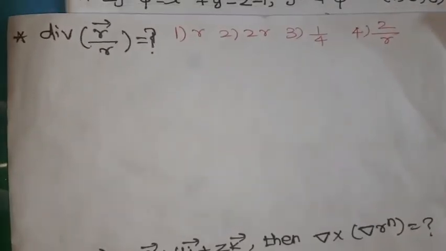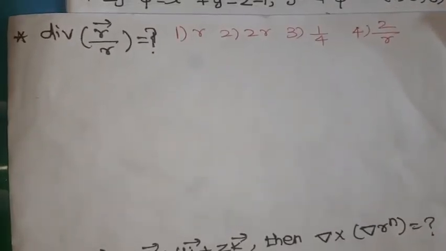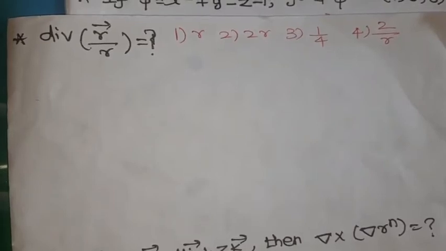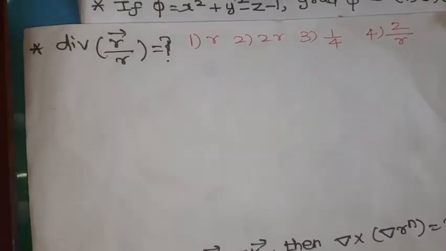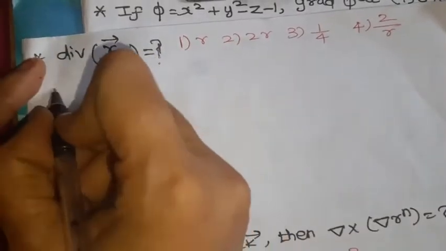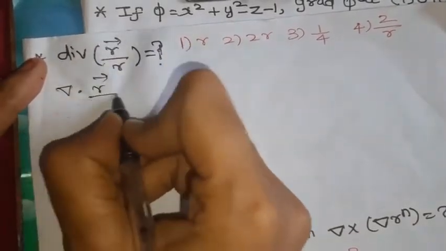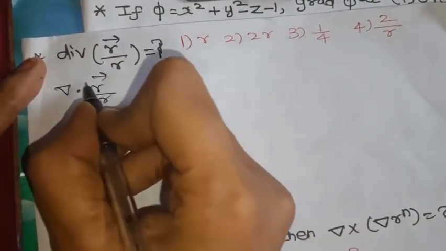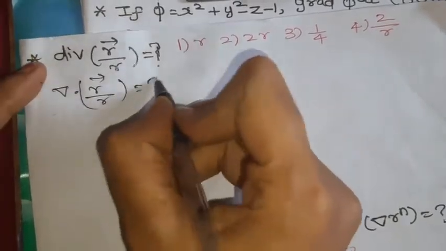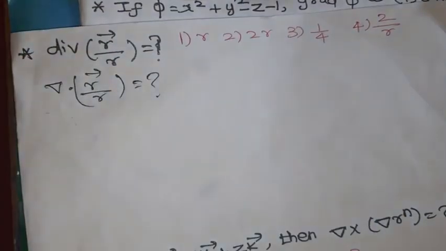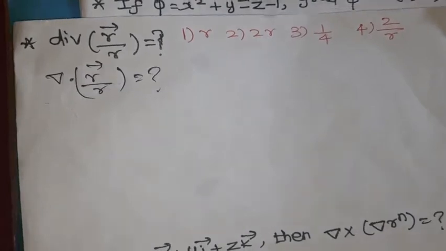Divergence of r vector divided by r. So divergence of r vector divided by r is nothing but del dot r vector divided by r. We are going to find that out.